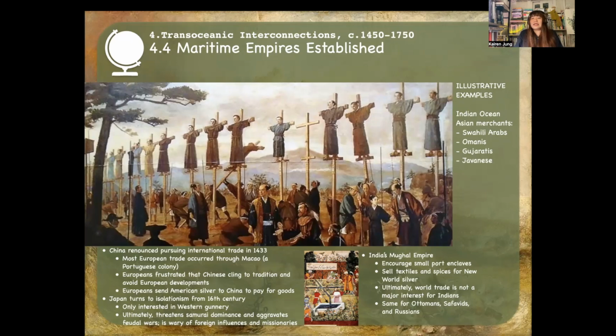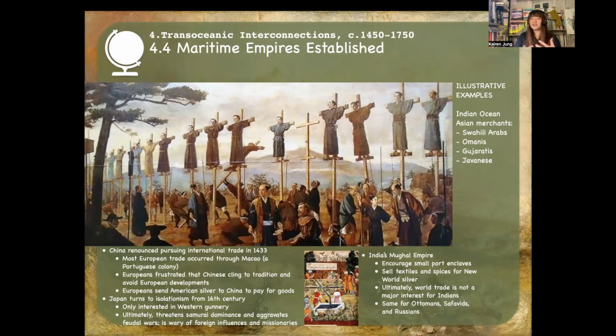And then when it comes to India's Mughal Empire, the Mughal encouraged small port enclaves, and they would sell textiles and spices for New World silver, but ultimately world trade was not a major interest for these Indians. It was not really in the interest of the Ottomans, the Safavids, and the Russians either. They were all kind of insular or focused on their own domestic internal affairs. Pictured here are the Catholic martyrs that were persecuted by the Japanese during this time due to the policies of Sakoku.